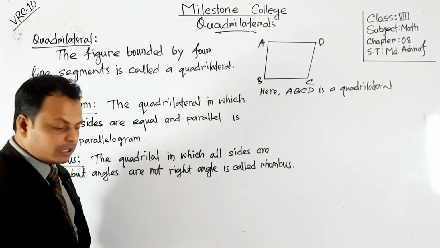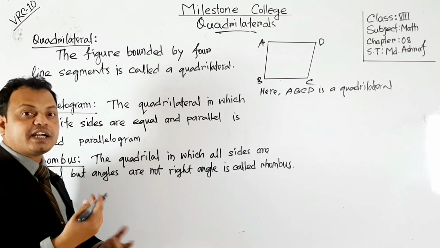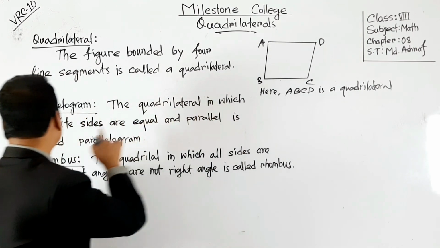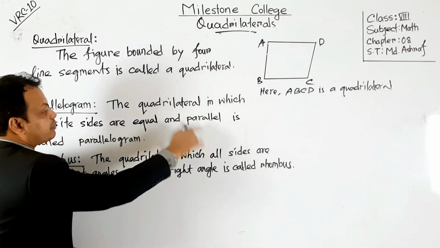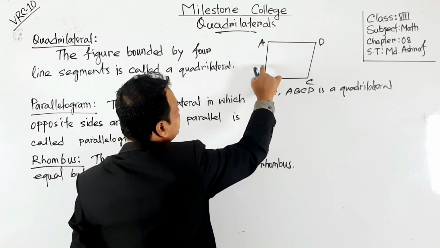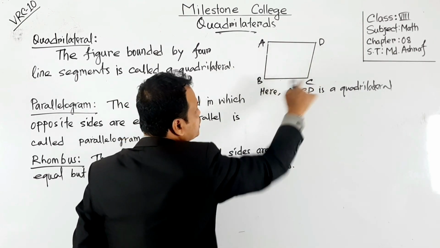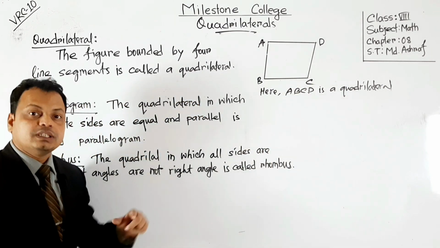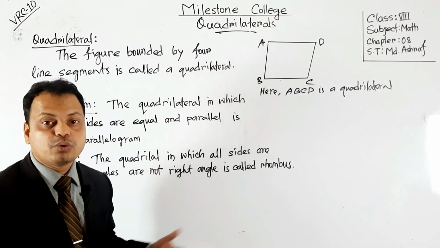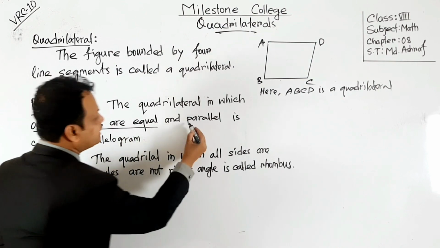Now, you can see another one, parallelogram. Okay, what is parallelogram? It is another kind of quadrilateral. Parallelogram, the quadrilateral in which opposite sides are equal and parallel. So, 4 sides, opposite sides of this quadrilateral, this side is opposite this side, that means AB is opposite to CD and AD is opposite to BC. So, for parallelogram, the characteristic of this quadrilateral is opposite sides will be equal and parallel. Okay. So, we have to remember this one, opposite sides are equal and parallel.